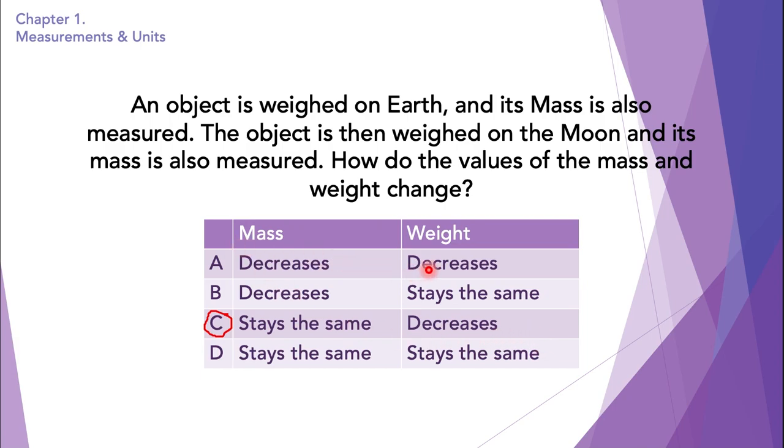First option is incorrect because the mass never changes, so mass cannot decrease, whereas weight can decrease. Second option is also incorrect because it's also saying that the mass decreases and weight stays the same. Weight doesn't stay the same. Weight can vary, but the mass can never change. The fourth option is also incorrect because weight doesn't stay the same. So the correct option is that the mass stays the same and the weight decreases because the gravitational field strength of the Moon is weaker than the gravitational field strength on Earth. So that is why the weight decreases.